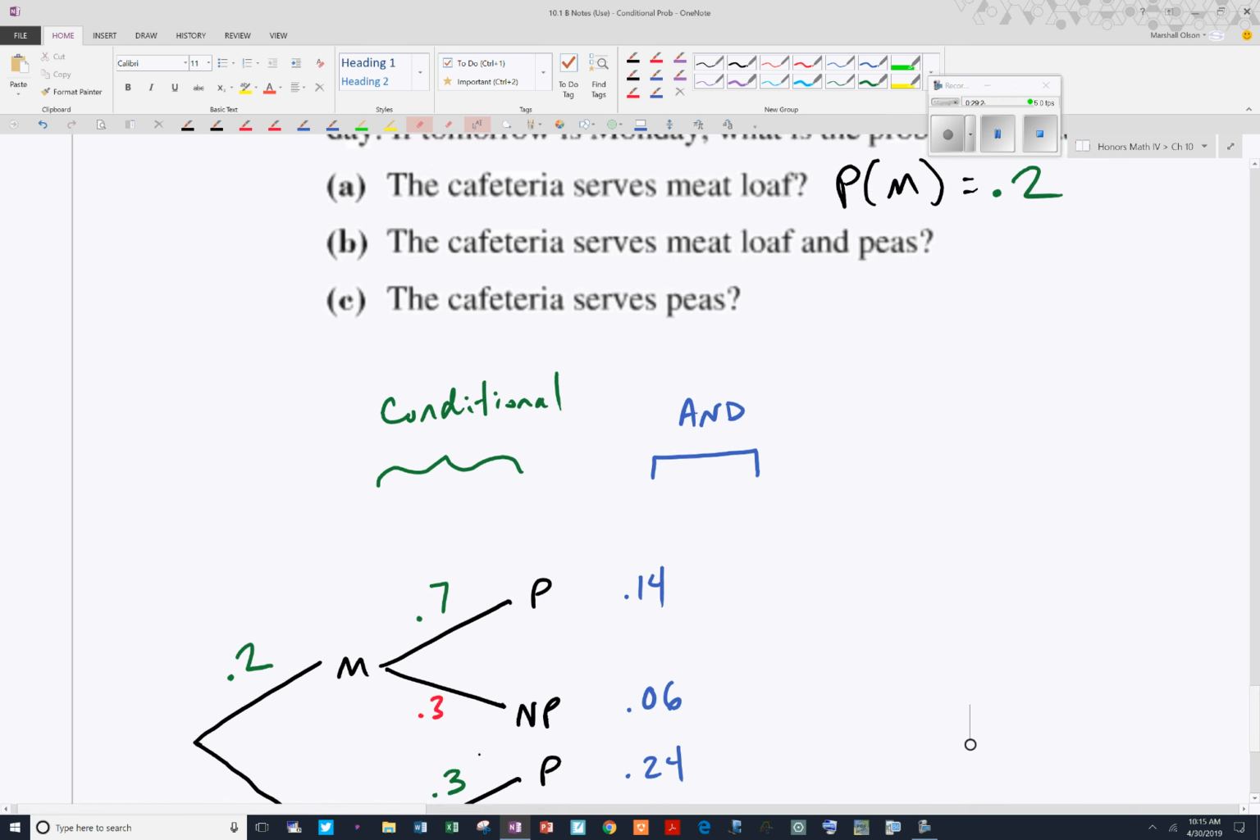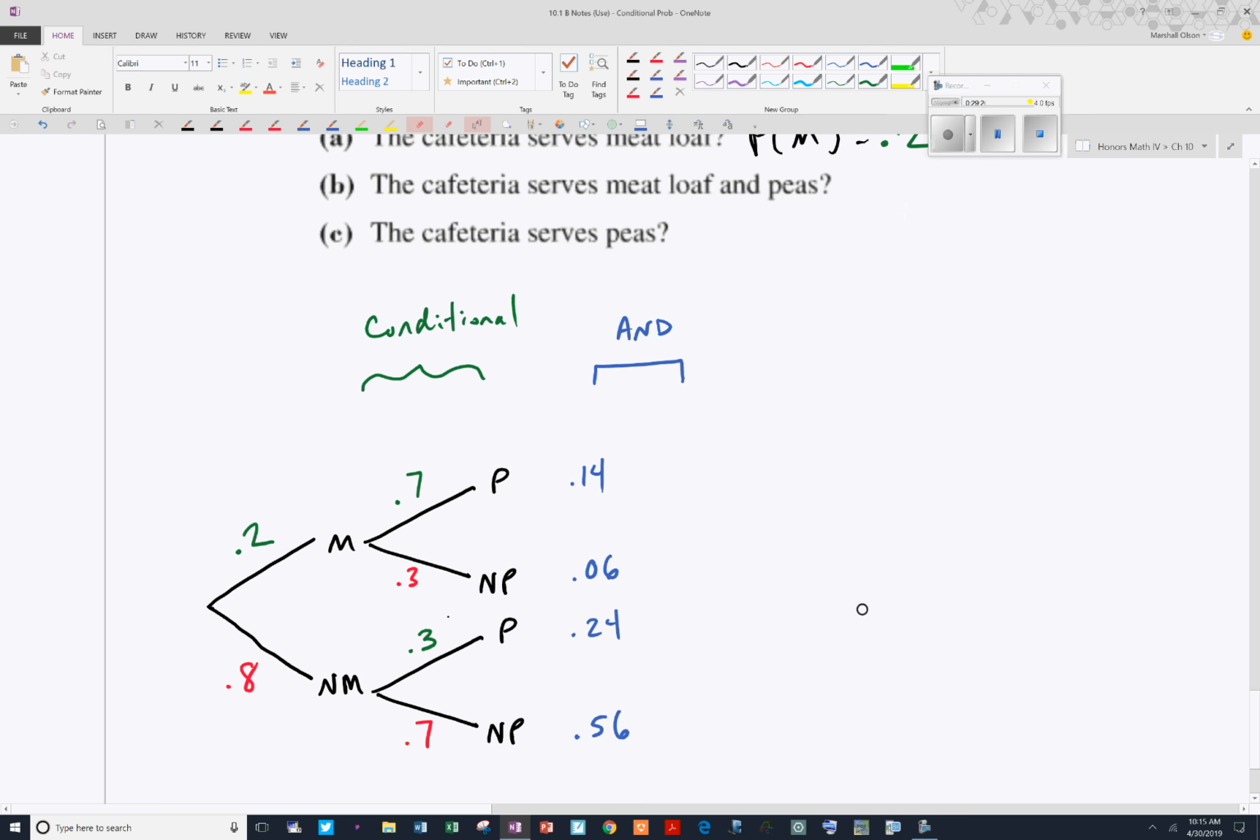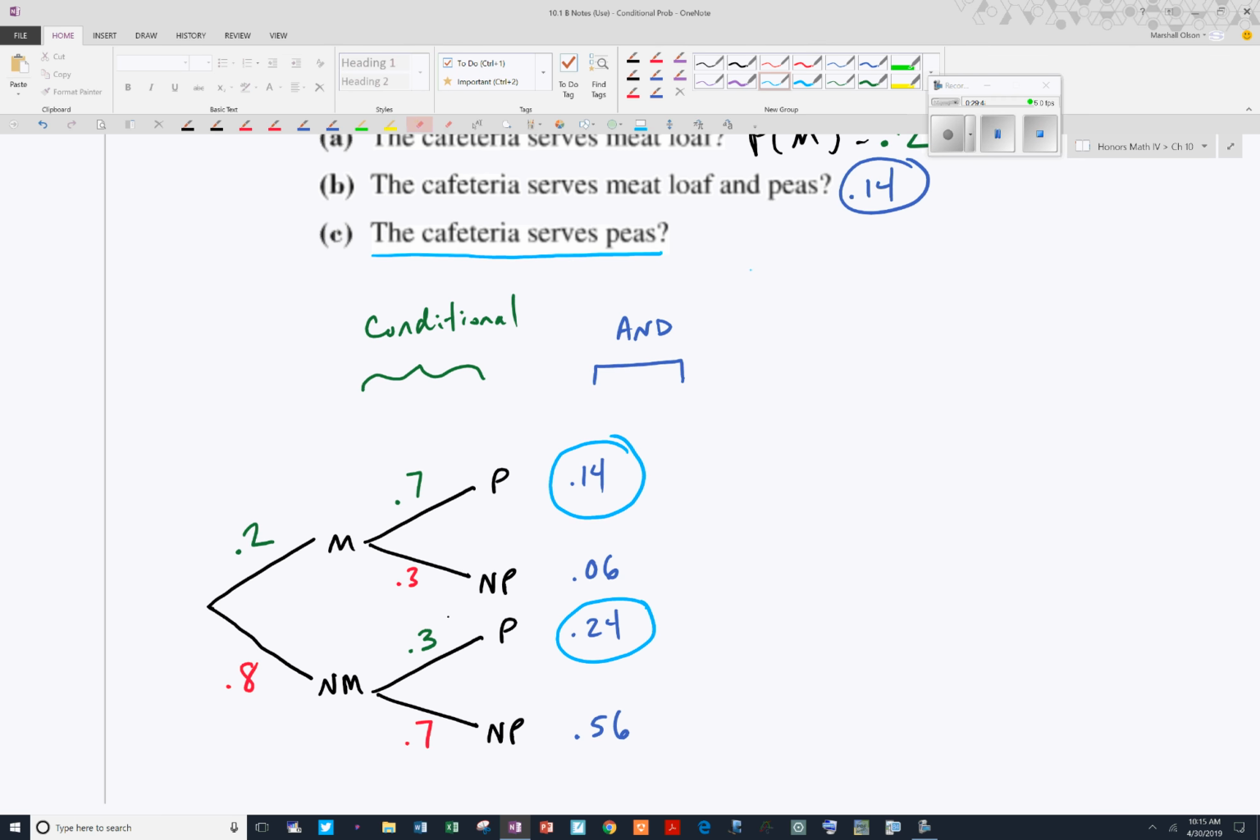Really, you can answer any of these questions now. Let's go up here. What's the probability that the cafeteria serves meatloaf and peas? That's 14%. Make sure you write that up there. Now here's the big one. What's the probability that the cafeteria serves peas? Well, they serve peas here or there, right? So do we add those or multiply them? You add them. 0.14, because you're going to get peas with meatloaf, or you're going to get peas without the meatloaf. So that is 0.38. That is good stuff, folks.